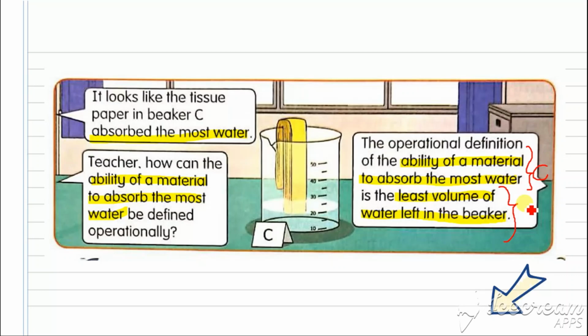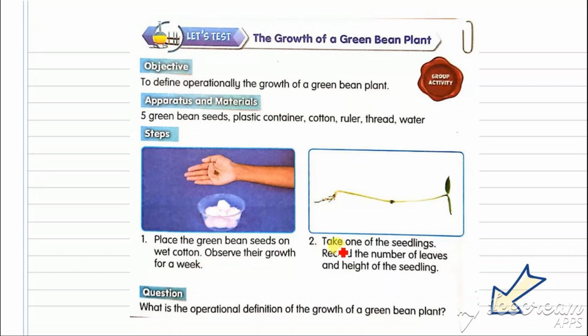Okay, so now let's look at this one. This is a simple normal experiment that will be carried out to test the growth of a green bean plant. They are asked to define operationally the growth of a green bean plant. So they place the green beans in wet cotton, observe their growth for a week, and then take one of the seedlings, and record the number of leaves and also the height of the seedling. So they want to know what is the operational definition of growth of a bean plant.